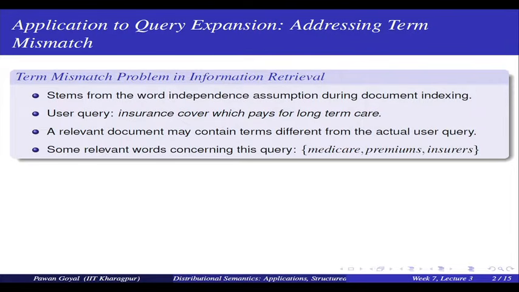So let's talk about this problem of term mismatch that we see in the case of information retrieval. So what is the problem? In information retrieval, the user is giving a query in terms of certain words that he feels are describing his information need, and the system is trying to match this set of keywords to all the documents that are there in the repository, and by doing this matching they're trying to find out what are the potential documents that can be returned to the user.